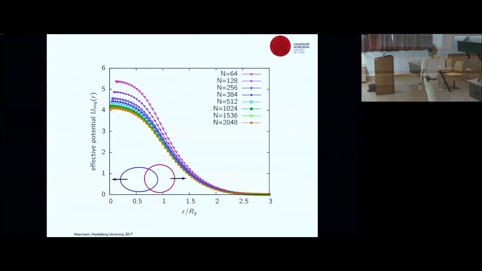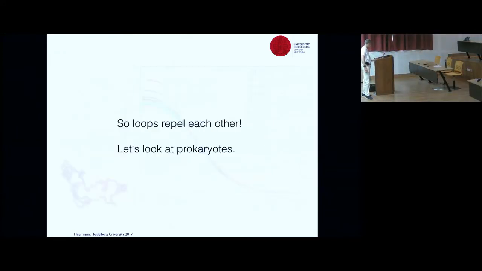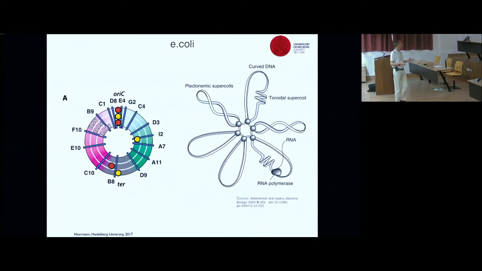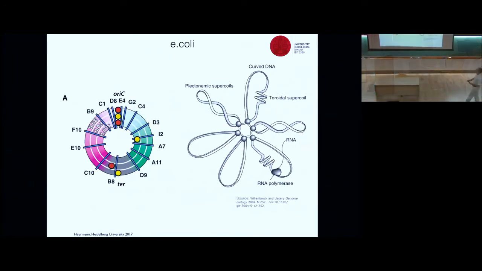They really minimize their contact, different from these linear polymers. Okay, so loops repel each other. Let's look now at prokaryotes. Now, prokaryotes are already loop-like structures, there are rings, right? So like here in E. coli, we have a ring structure.